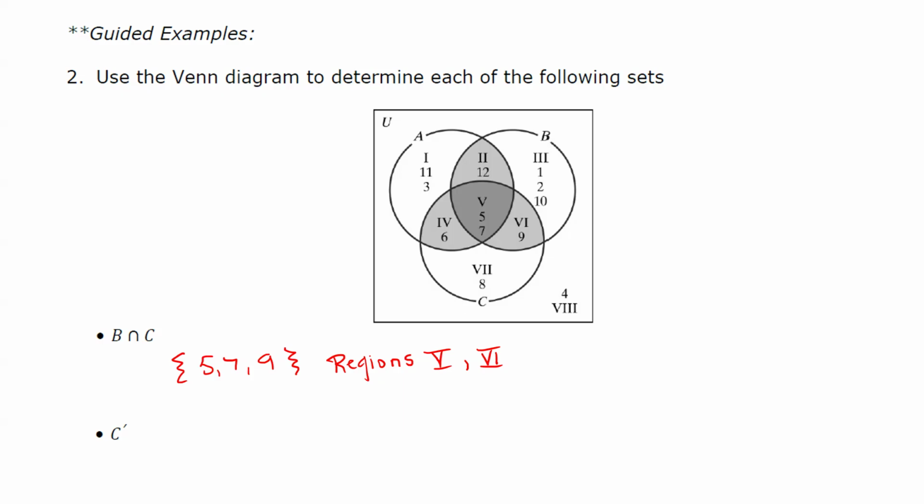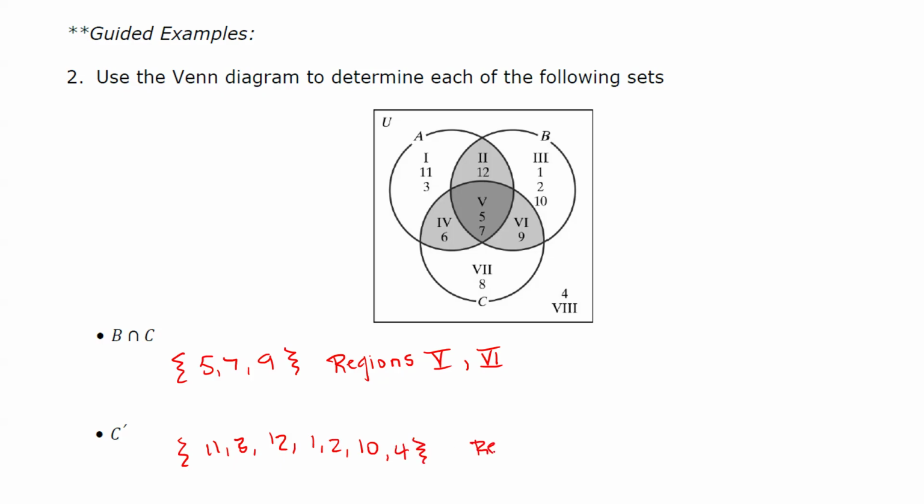Now we're going to look for the complement of C. So we want to know all of the elements that are in the universal set, but are not in set C. So we'll identify the circle for set C. So we want every single number that's not contained in C. And that would be the numbers 11, 3, 12, 1, 2, 10, and 4.